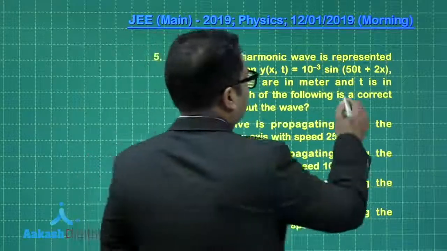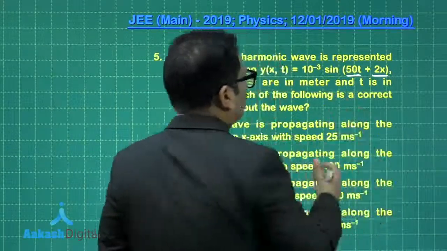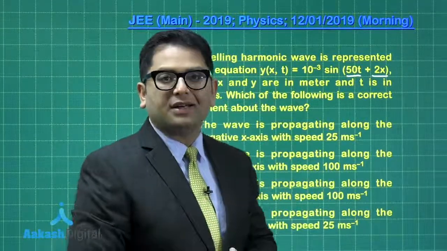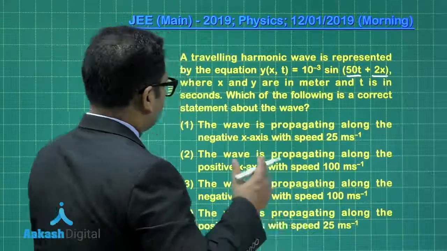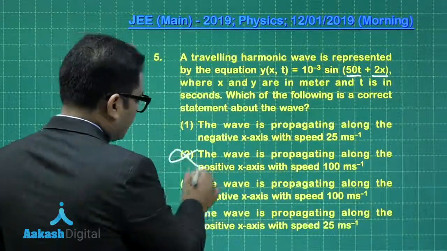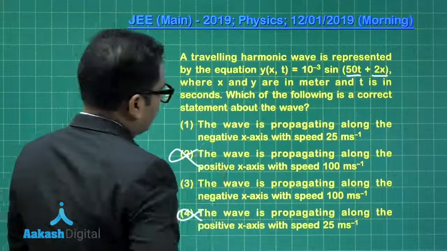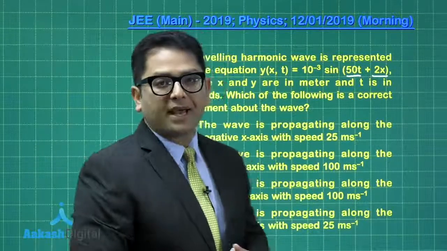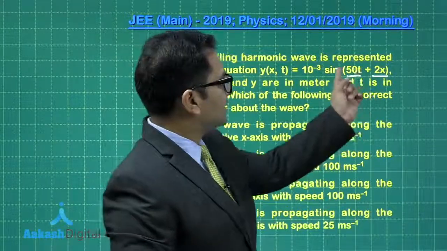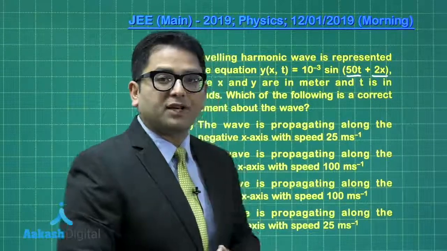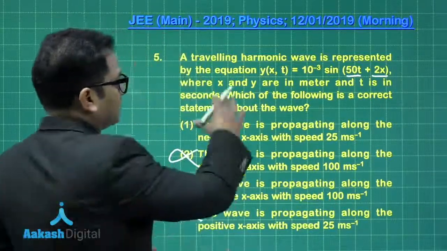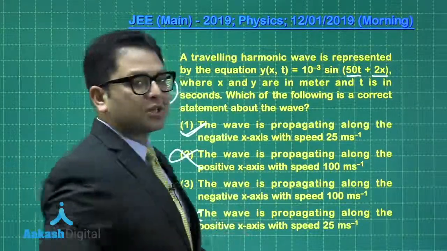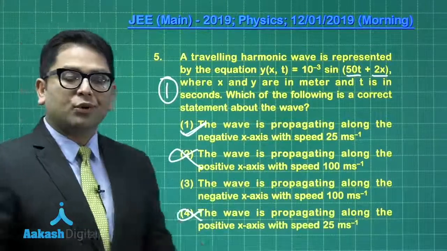It's so clear that since the coefficients of x and t have the same sign, the wave is certainly traveling in the negative x direction. So if the wave is traveling in the negative x direction, this option and this option would be eliminated. And what about the speed? Well, the wave speed is omega by k, and omega being the coefficient of t, that's 50 by 2. So the wave speed would be 25 meter per second, based on the units here. So the first option would be the correct option for question number 5. Time we move to question number 6.